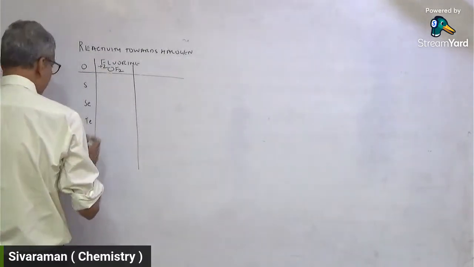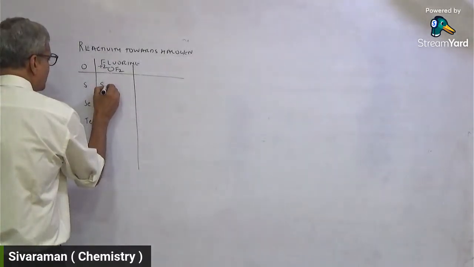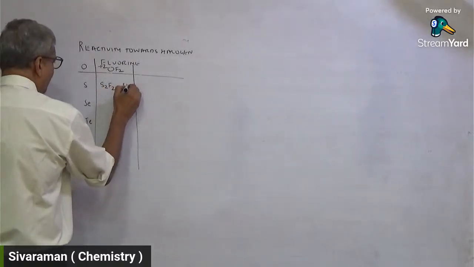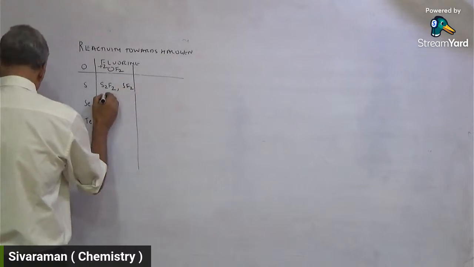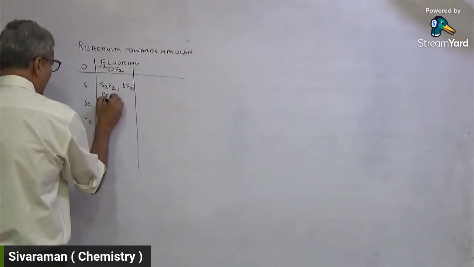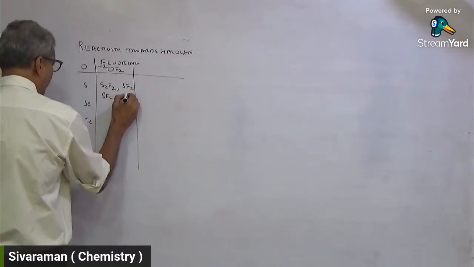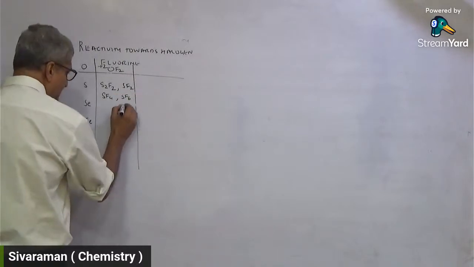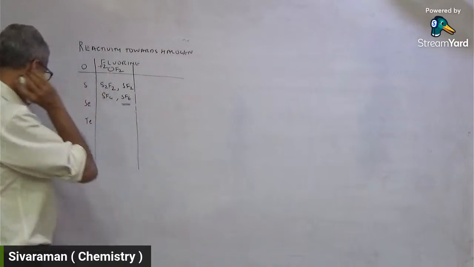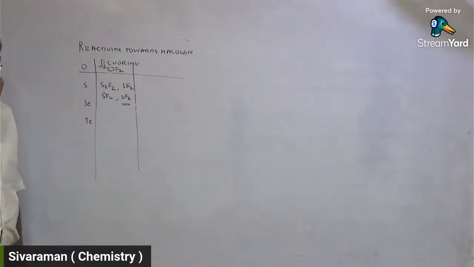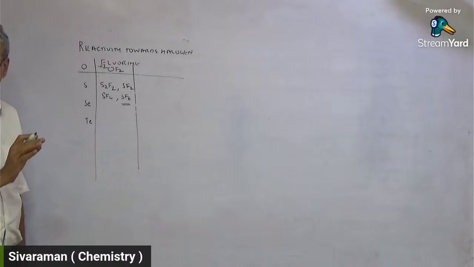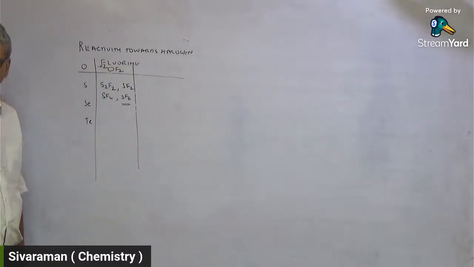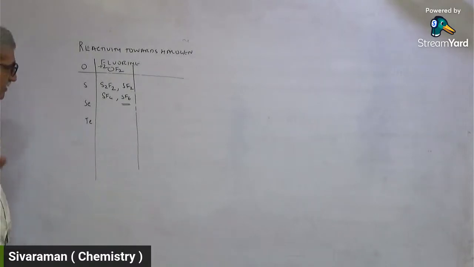When we come to sulfur, you have S2F2, sulfur monofluoride, sulfur difluoride, okay? Then you have sulfur tetrafluoride and sulfur hexafluoride. This is the point I told you: hexafluoride of sulfur is only with fluorine. It does not exist with other halogens. So sulfur hexachloride does not exist.